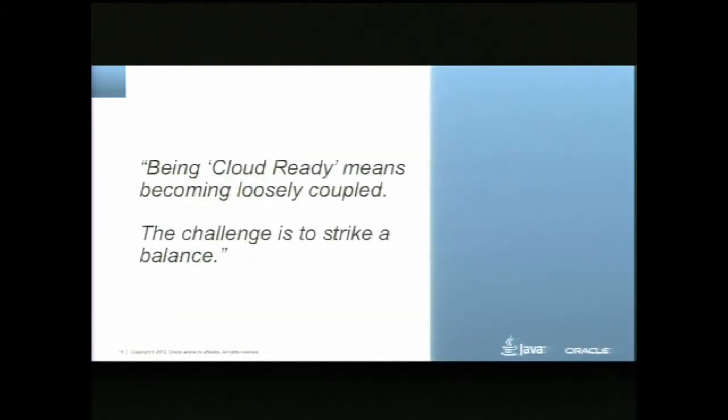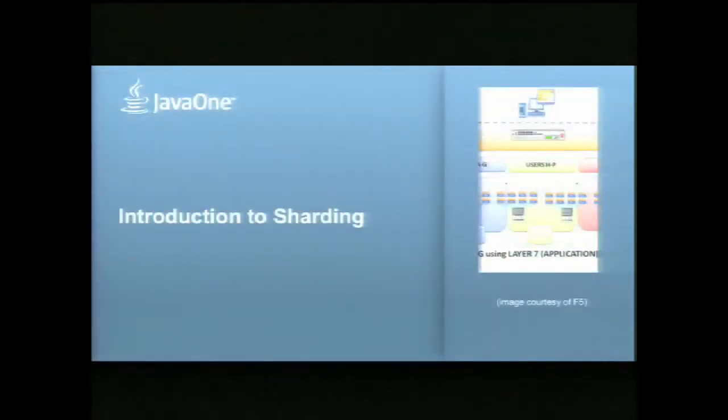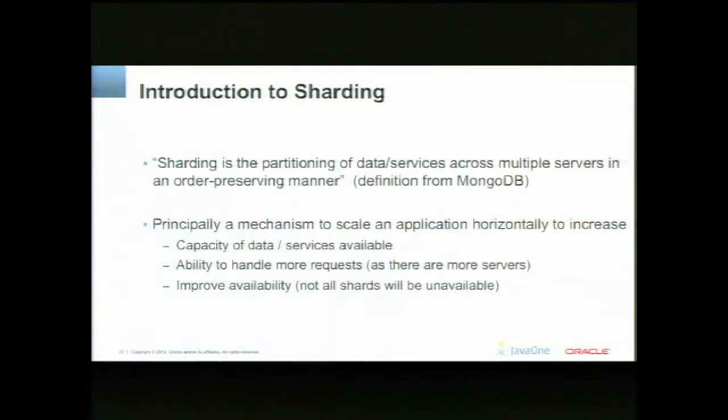So being cloud ready means becoming sort of loosely coupled, but we've got to strike this balance. So let's talk a bit about sharding. One of the things we try to do with sharding or partitioning is to strike a balance, because we want to be able to partition up data, and we always talk about data. We think of services as data, and the way it is spread across multiple servers in an order-preserving manner.